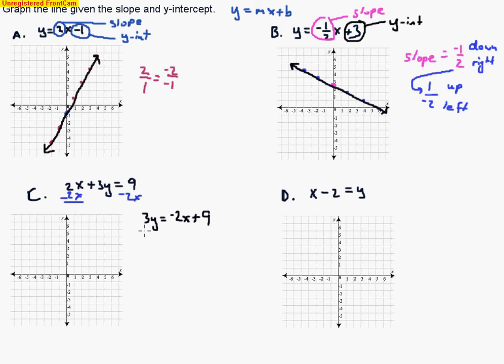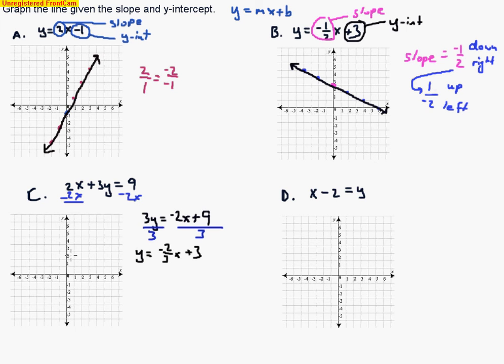So what I'm going to do from this point is divide by 3. Now remember, you've got to divide every number by 3, not only the 9 but the 2x as well. So what I've got is y equals -2/3 x plus 3. You see I divided, and 3 doesn't go into 2 evenly, so you leave it as a fraction.